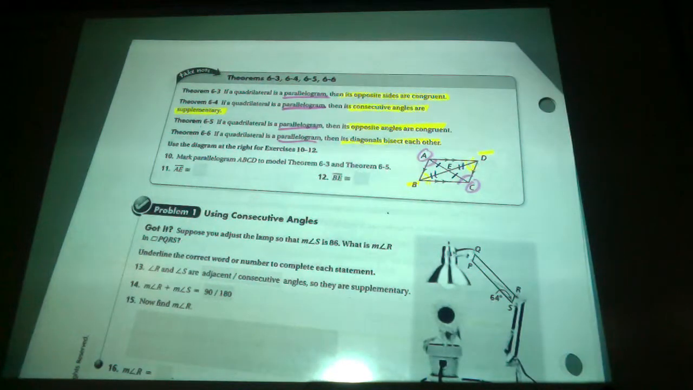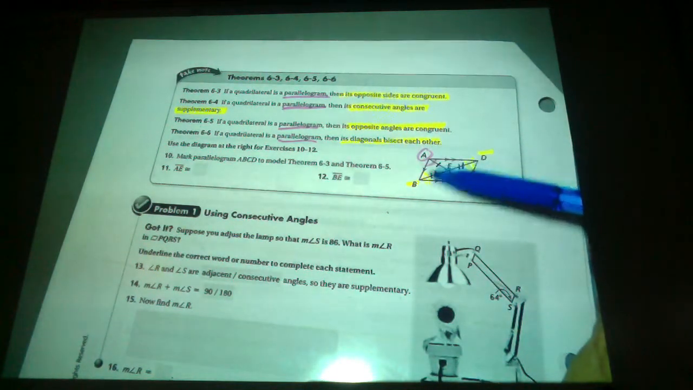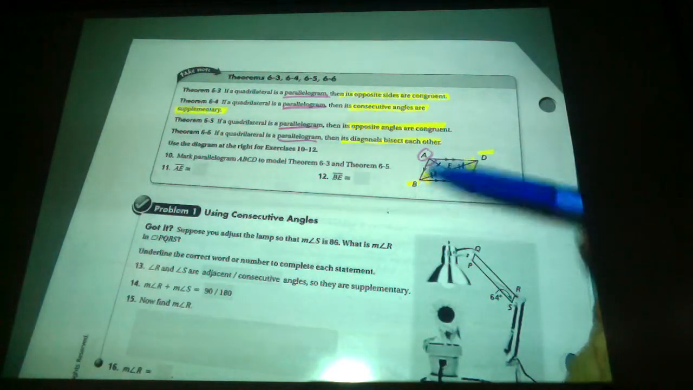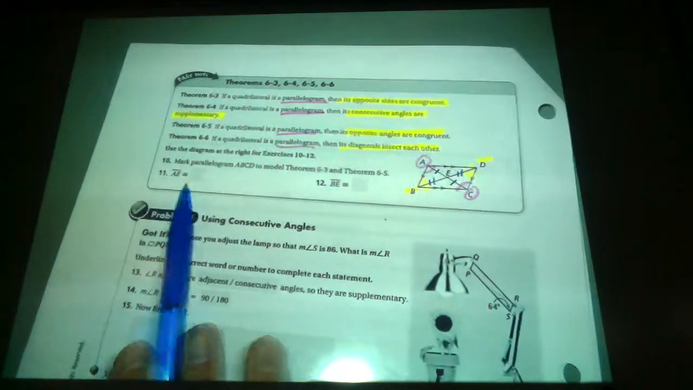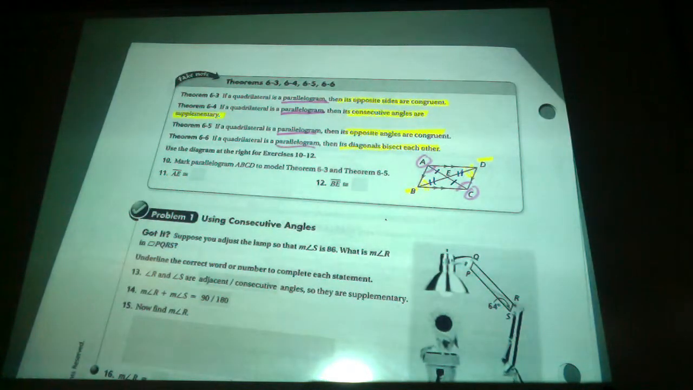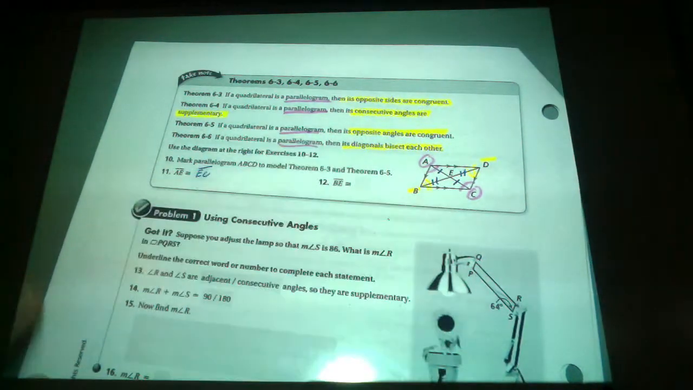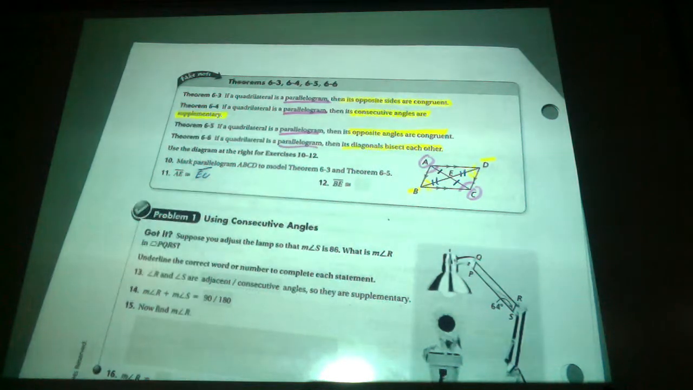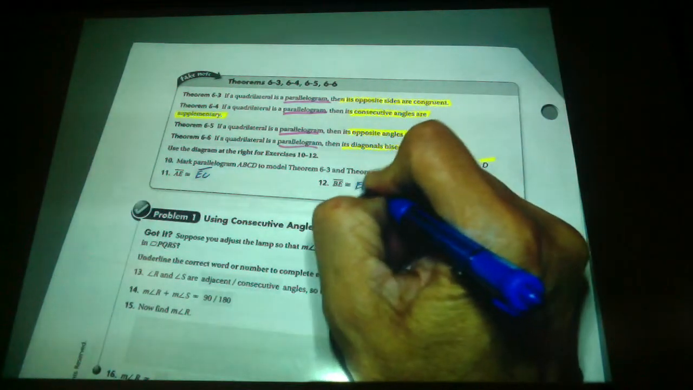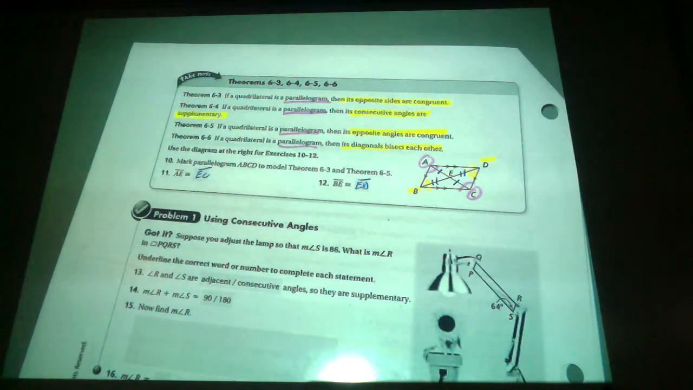Alright, so number 10, we are to mark the parallelogram to model 6.3 and 6.5. So I showed the opposite angles being congruent. I did not show the consecutive angles being supplementary, but you can see that they're different. There's no way to model that with tick marking or arc marking. And then segment AE is congruent to what? EC or CE. And then BE is congruent to what? ED or DE. Use proper notation.